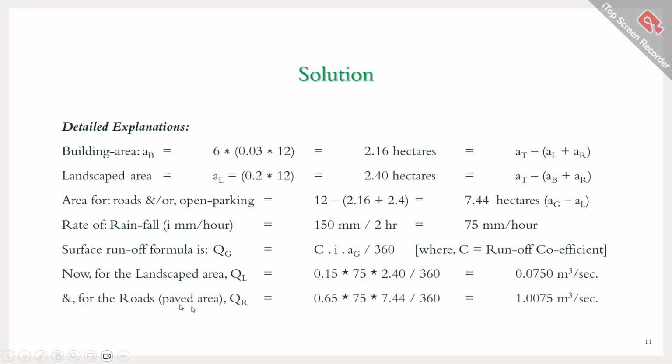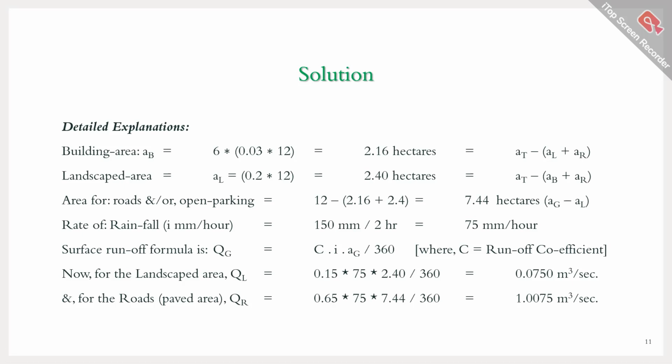Similarly, for the roads, that is the paved area, runoff will be QR equals the coefficient for the road, which is more than the landscape. Why it is so, I have explained. 0.65 into 75. The rainfall is the same, there is no difference, into area, which is different again. The road area that we earlier calculated, AR equals 7.44 hectares, divided by 360, which came out to be 1.0075 meter cube per second. So this is the landscape runoff, and this is the road runoff.